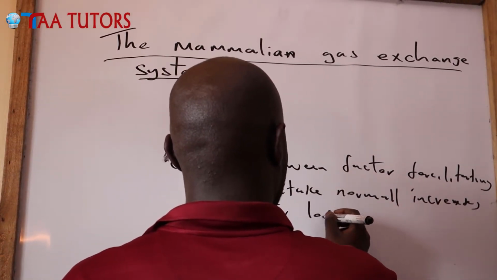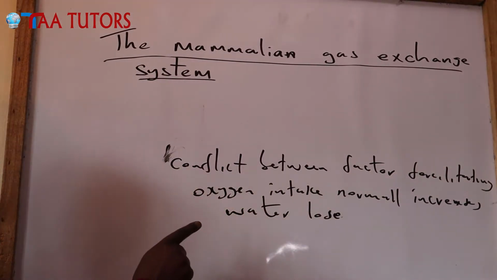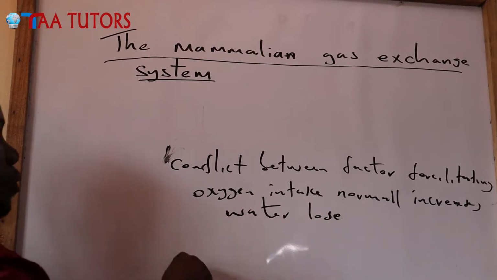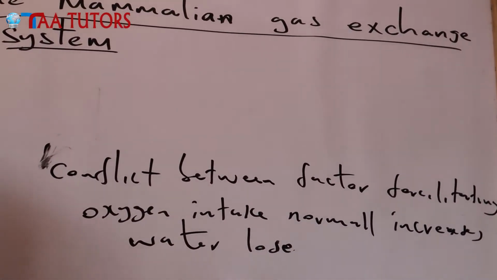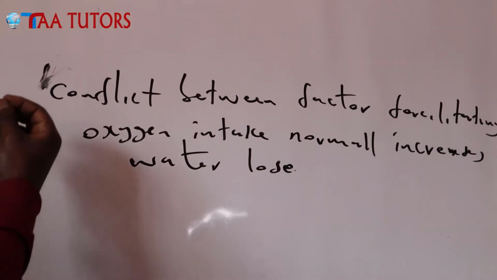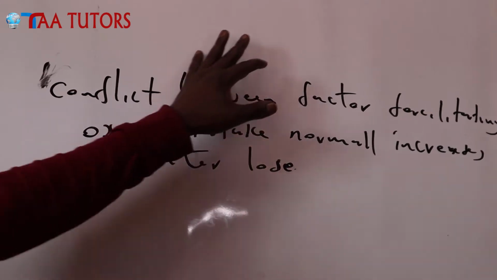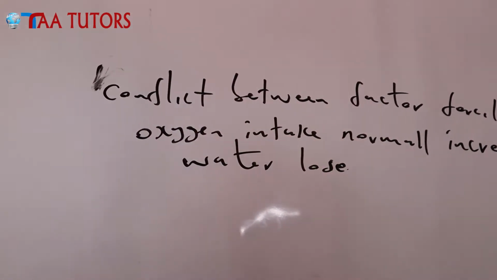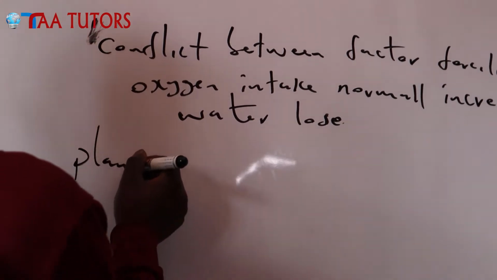I know you may be wondering what we are really talking about. We have to know that organisms need water. That is very important. And we also have to know that organisms need oxygen. Like in our lungs, there is water that makes the oxygen to be taken in in solution form. But for us to really understand what this conflict is about, let us look at it in terms of plants so that we get the example very clearly.